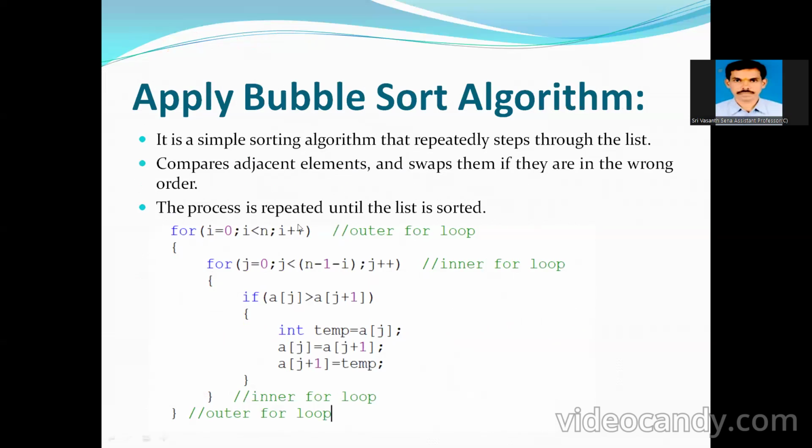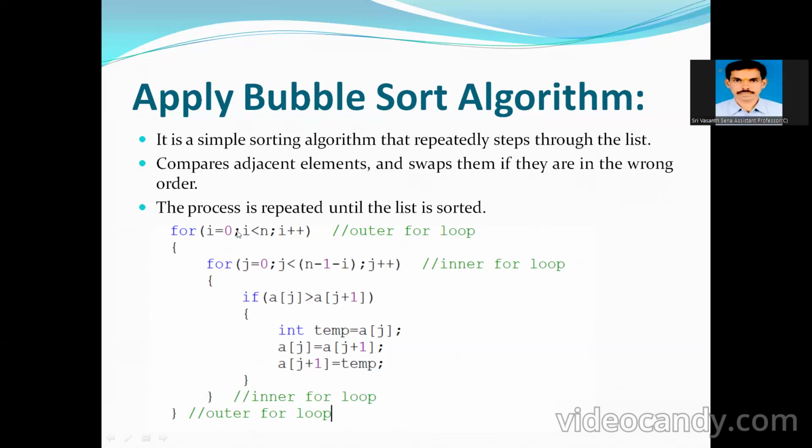It is the simplest sorting algorithm that repeatedly steps through the list. So here we compare the adjacent elements, array of j and array of j plus 1, and swap them if they are in the wrong order. If they are in the wrong order, then we are swapping. Swap means interchange these two values. The process is repeated until the list is sorted. So this is the basic bubble sort strategy or algorithm.